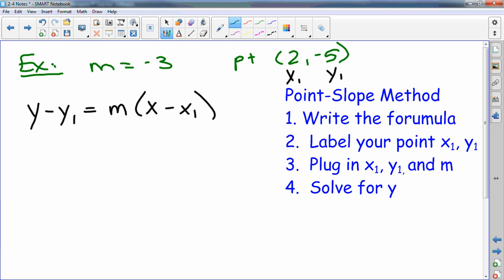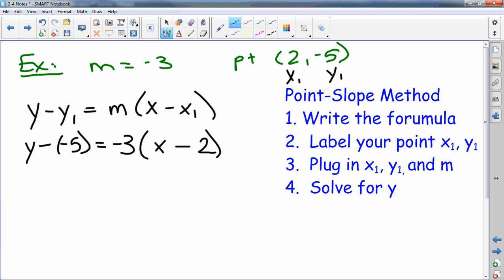I'm just following my steps. Plug in x1, y1, and m. So I have y minus negative 5 equals negative 3 times x minus 2. Everybody see where I got negative 5, negative 3, and 2? I just got them from x1, y1, and m.